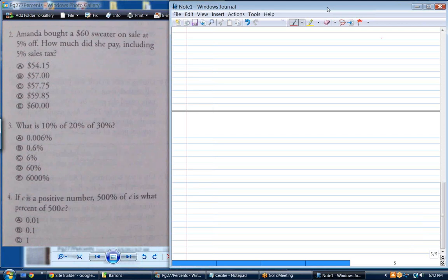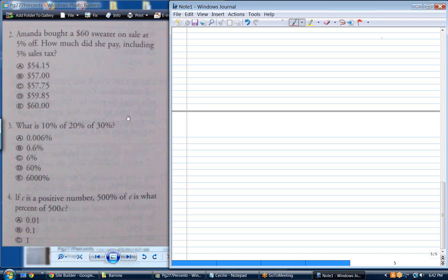So she bought a $60 sweater on sale at 5% off. How much did she pay, including a 5% sales tax? I'm calculating. Okay, I know how to do this. 63 point... That's not right then. It's the two 5% steps. Let's do it in 2 steps. First, I took the 5% off the sweater. What was the price of the sweater?